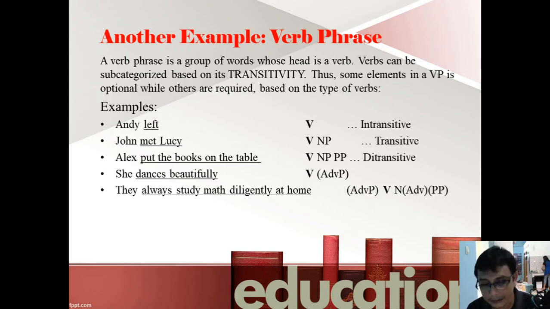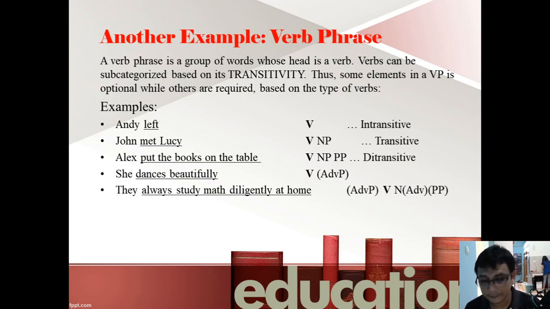And we have an even more complex situation of ditransitive, in which the verb like put requires two instead of one noun phrase, or object element. Okay, so we need the books and on the table as two objects, right? That is called in grammar direct and indirect object. And then we can even combine verb with adverbial phrase. For example, in the sentence, she dances beautifully, in which beautifully is an adverbial phrase that modifies the verb.